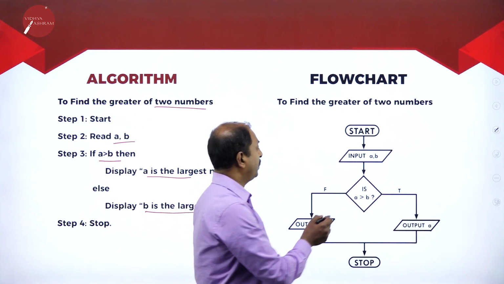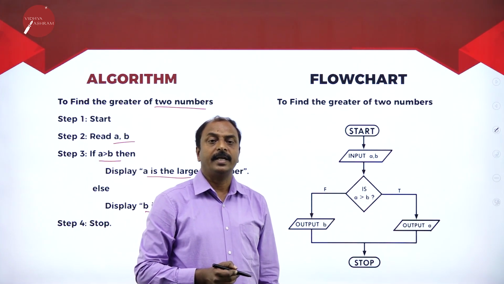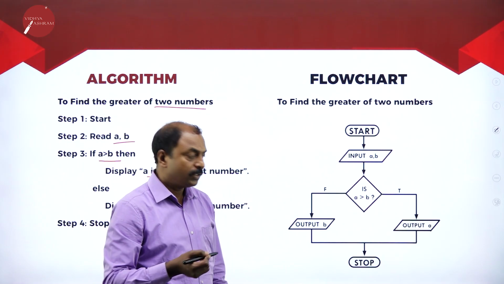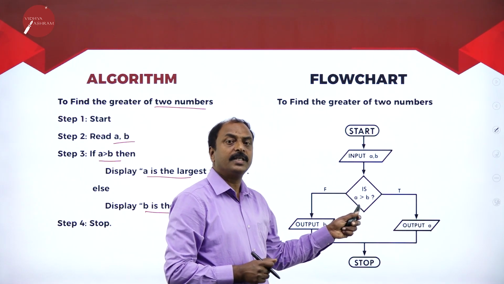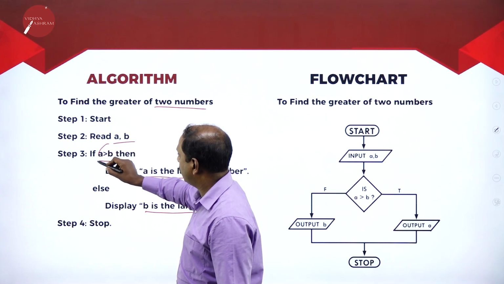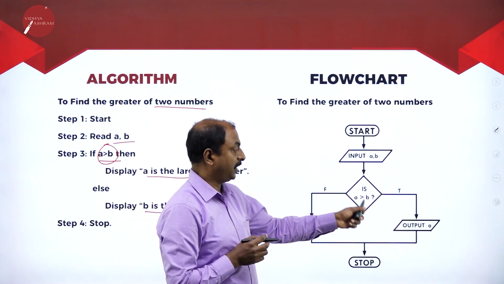Then here we are using this rhombus. This is a rhombus. It is a decision making diagram or decision making geometrical shape. So inside this we are going to write the condition. Look at this algorithm. Here this is the condition, A greater than B. This is a condition. Same thing we are writing here.